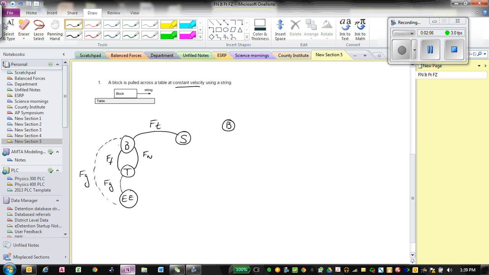We've got four forces: gravity, friction, normal, tension. Tension force on the block by the string is this way, and again we can use our abbreviations. Tension force on block, comma, by string. Normal force on block by table. Gravitational force on block by entire Earth. And frictional force on block by table. Those are the four, 1, 2, 3, 4 interactions on the block.